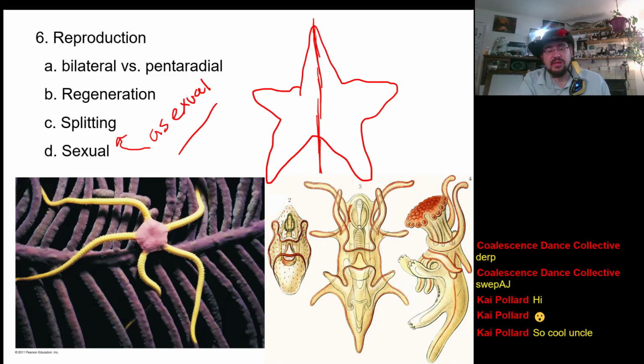This does not mean that echinoderms, I keep saying sea stars, but this is true of pretty much all echinoderms, can't also undergo sexual reproduction, in which they do external fertilization. Good old ocean spray and pray, in which the males release a cloud of gametes and the females release a cloud of gametes into the water around them, and hopefully some sperm meet some eggs.